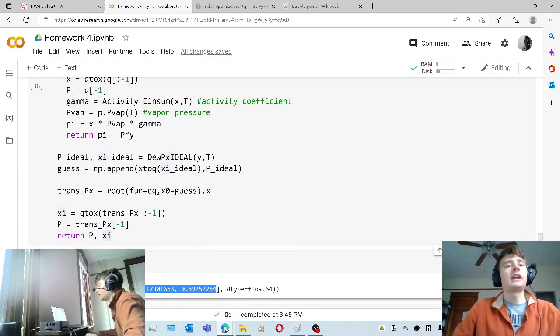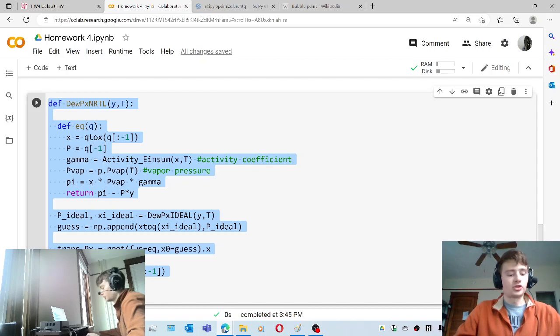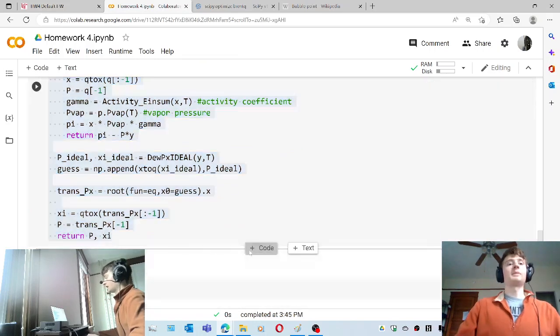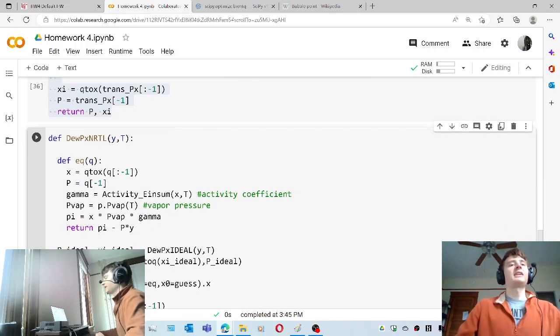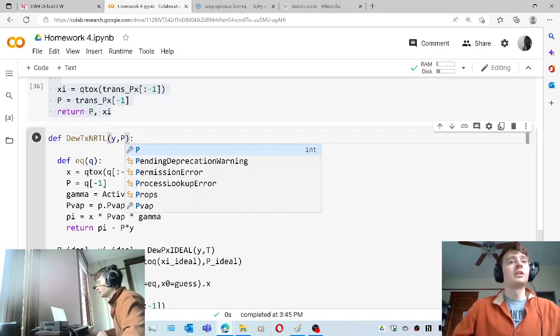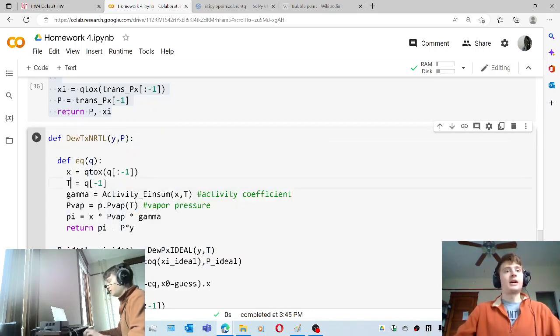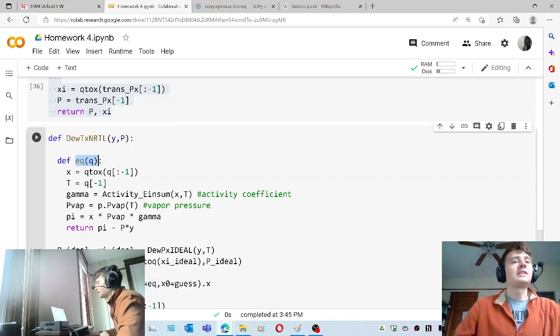So let's move on, and let's do something similar, but for the dew temperature. I can go ahead and just copy this whole thing, and paste it down there. I will change it to the dew temperature and composition. I will give it a pressure. Then here, I will call the last thing in this Q a T, because I'm trying to solve for the temperature now.